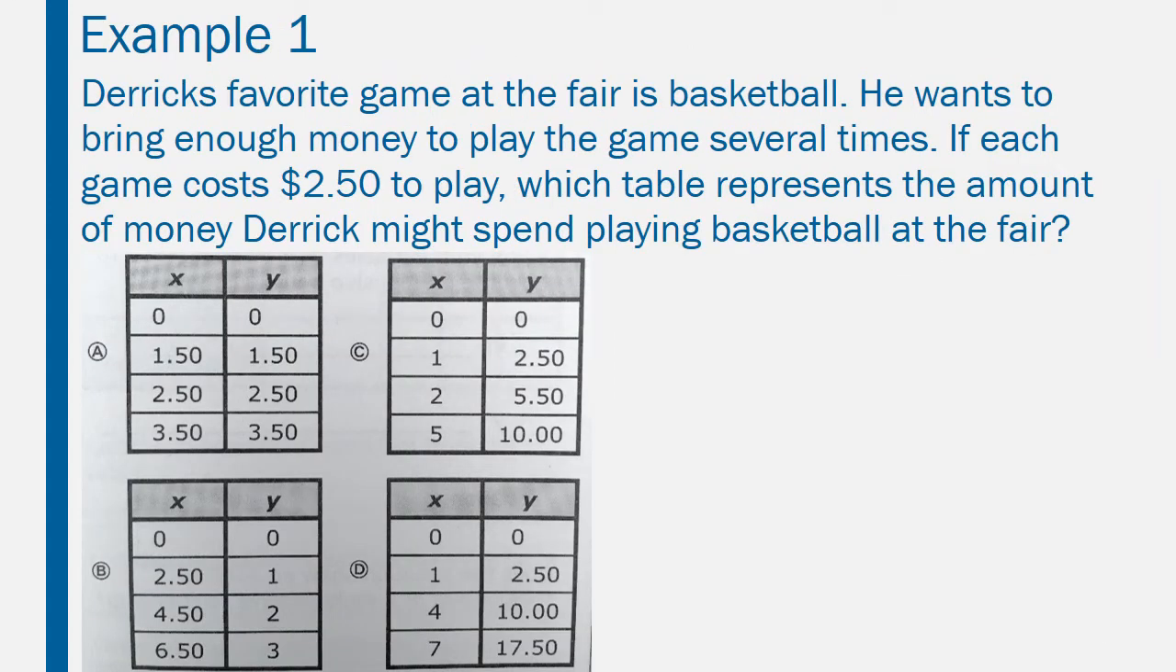Now we're going to do an example. Make sure you look at your handout and find this question. It should be the first one, example 1. Derek's favorite game at the fair is basketball. He wants to bring enough money to play the game several times. If each game costs $2.50 to play, which table represents the amount of money Derek might spend playing basketball at the fair?